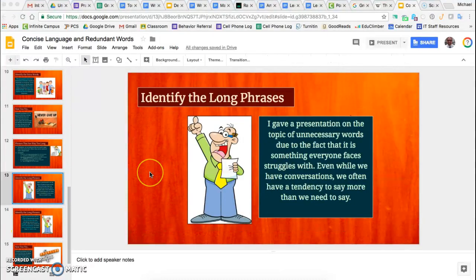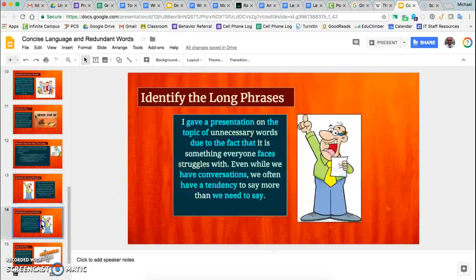This says: I gave a presentation on the topic of unnecessary words due to the fact that it is something everyone faces struggles with. Even while we have conversations, we often have a tendency to say more than we need to say. So, we could change "I gave a presentation" to "I presented." And then "on the topic of," we could actually just say "on unnecessary words"; that could come out entirely. "Due to the fact that" could change to "because." So now I would say, I presented on unnecessary words because it is something everyone faces struggles with.